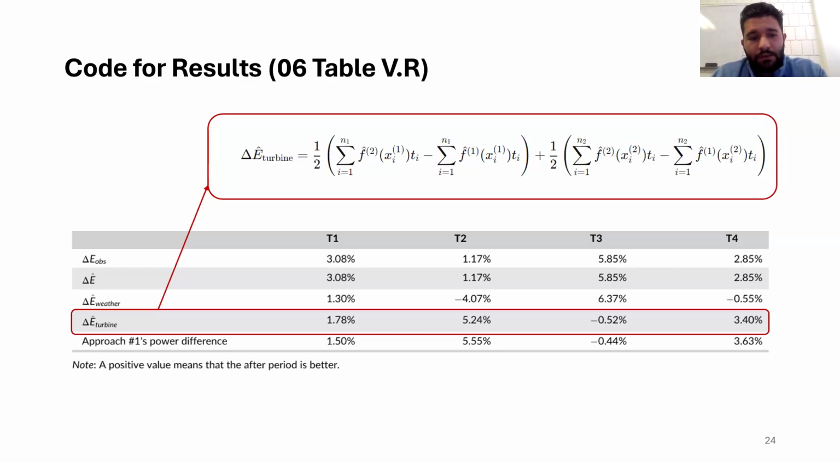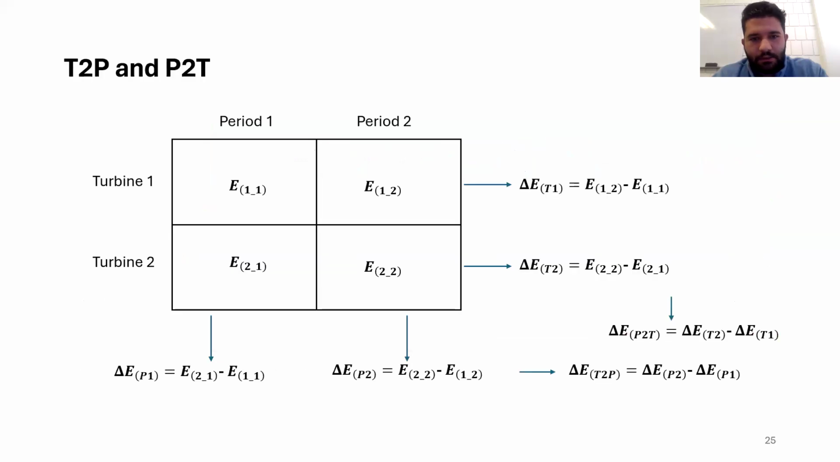One thing we can observe here is the consistency between the numbers from delta E of turbine and approach 1's power difference. The good thing about approach 2 is that it can numerically estimate both the delta E because of weather and also the turbine effect, but approach 1 can only estimate the turbine effect. So in comparing the fourth and fifth rows, you see consistency in the results.